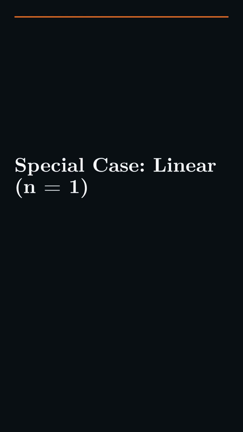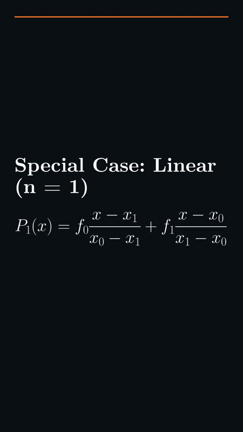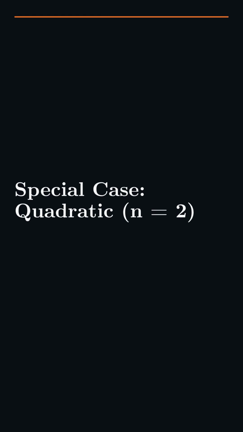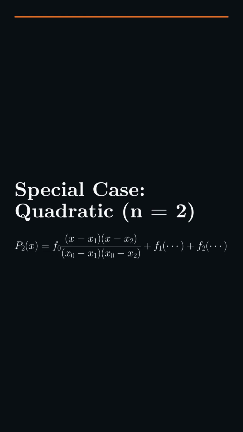The simplest case, linear interpolation, n equals 1. P1 of x equals f0 times x minus x1 over x0 minus x1 plus f1 times x minus x0 over x1 minus x0. This is exactly the two-point linear interpolation you already use every time you read between two rows of a steam table. Add one more point and we get the quadratic case. P2 of x works the same way, extended to 3 points. Each term now has a product of two factors on top and bottom.